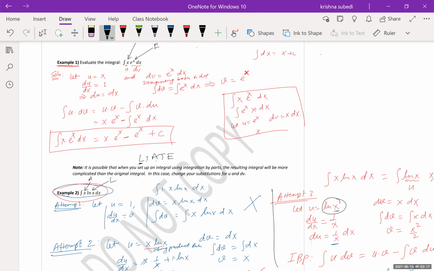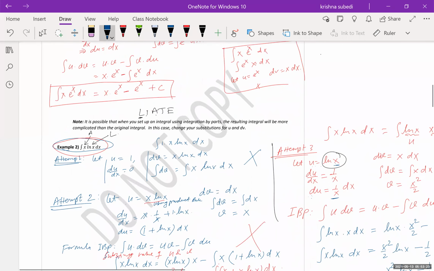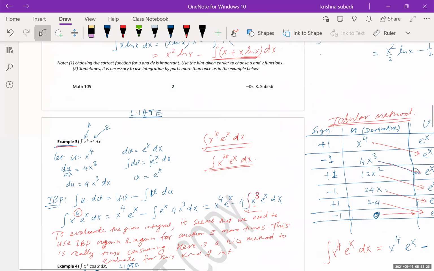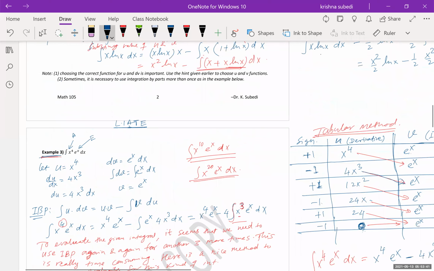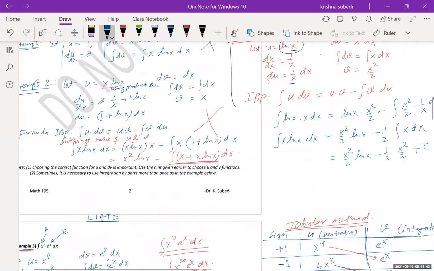Notice that in all the examples that we have done with the tabular method, sometimes when we differentiate, you will get 0. That's a really nice application of the tabular method. But sometimes when you differentiate, it will not change into 0. Sometimes it will change from one function type into another type.